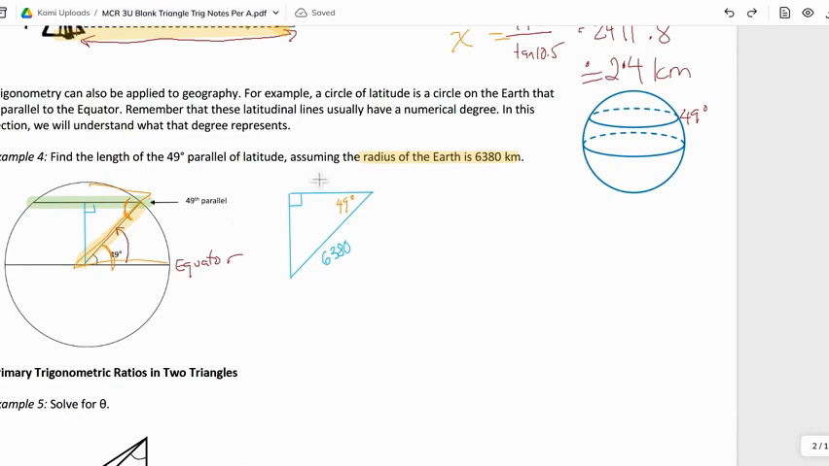What do I want to solve for? I want to solve for this. Okay, I'm going to call that my x. So if 49 is the angle I have, am I using cosine or sine? Good. This is my hypotenuse. This is my adjacent. So I'm going cosine of 49 degrees equals x over 6. Go ahead and solve for x.